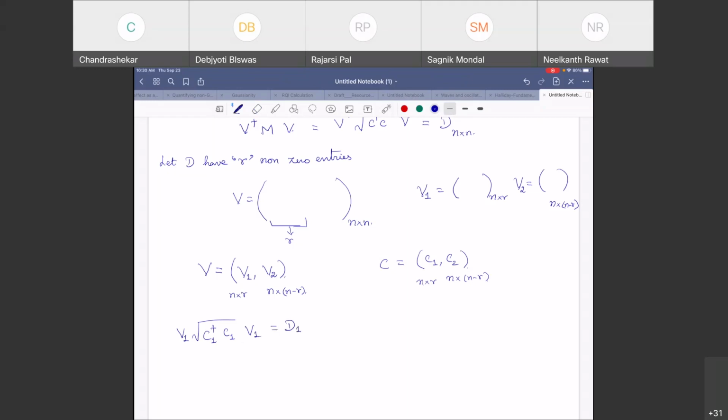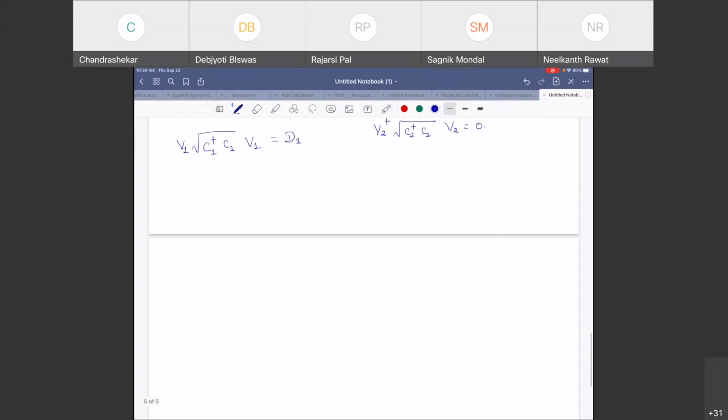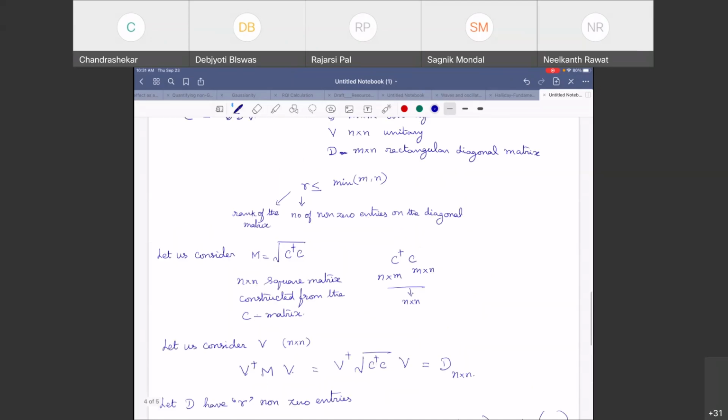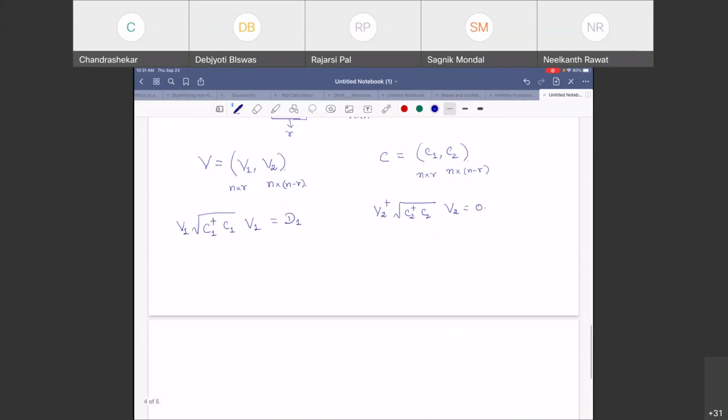This will be D1 and V2 dagger zero. Okay. So now we can define, just earlier we defined C is equal to U D V dagger, right?